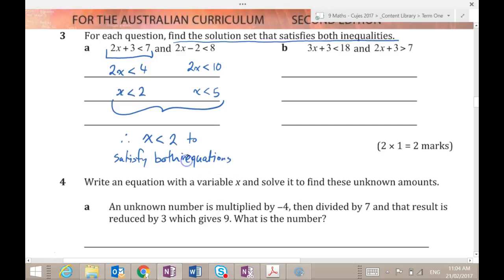Equations. I should write inequations because they are inequalities, aren't they?